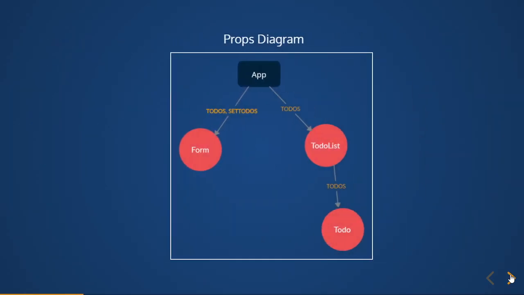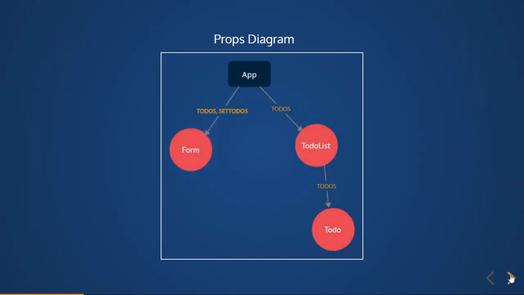This is a diagram of how props flow. For example, we have our app component, which is the parent. Then we have the form component, the to-do list component, and the to-do component. This is what we did last Wednesday and Monday, the to-do app. We had a form, we had the to-do list, and we can see the props.